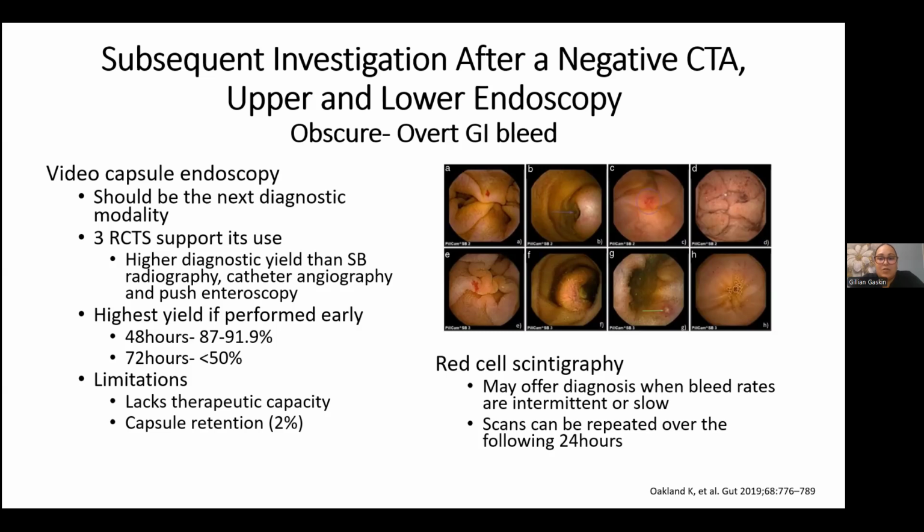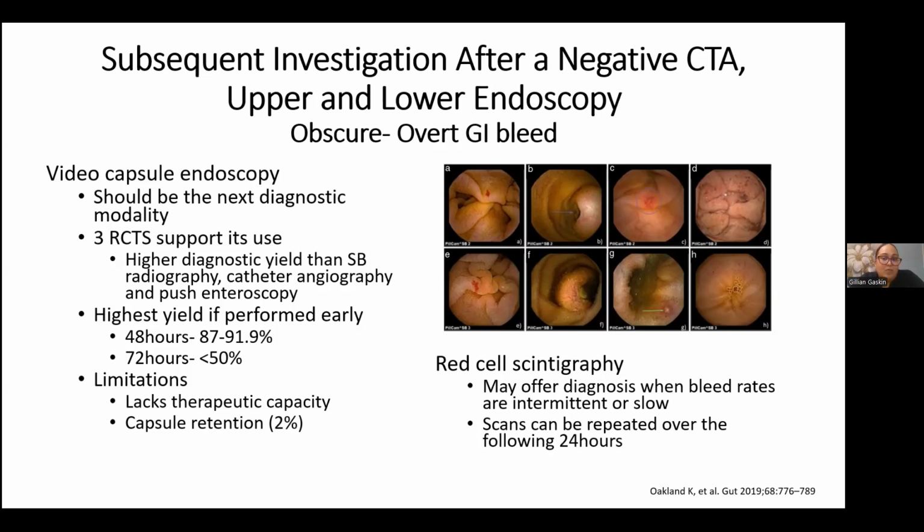3 randomized control trials support the use of video capsule endoscopy in patients with overt obscure GI bleeding, reporting a higher diagnostic yield than that of small bowel radiography, catheter angiography, and push enteroscopy. The diagnostic yield of video capsule in patients with overt bleeding appears to be highest when the capsule is performed as close as possible to the bleeding episode.